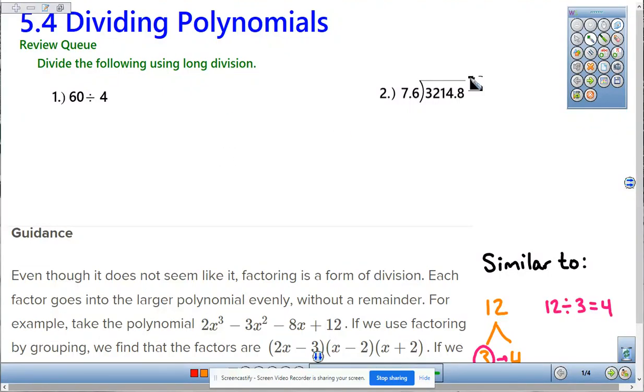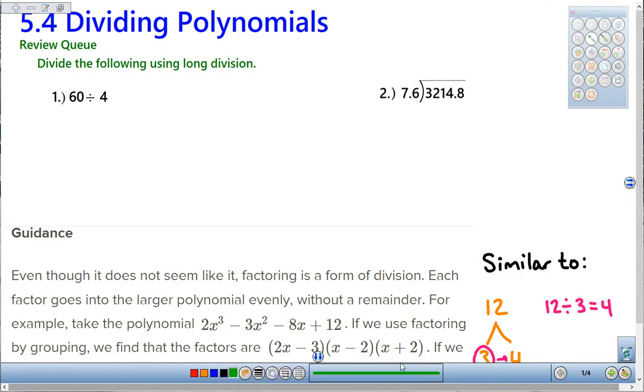In this video, we are going to be dividing polynomials. We're going to be using long division, which is probably the division you learned in elementary school, except for polynomials makes it a little bit more difficult. But the process is the same. So let's go ahead and review how we would do 60 divided by 4 using long division.